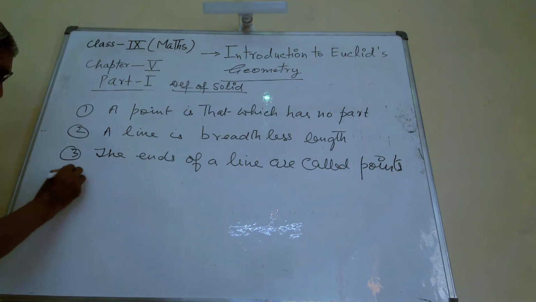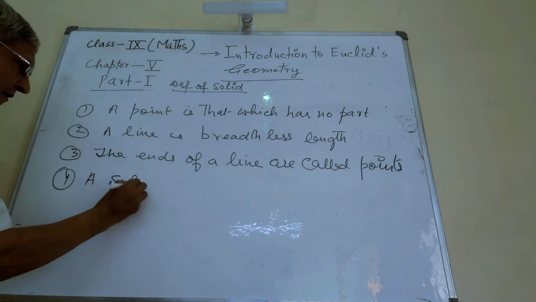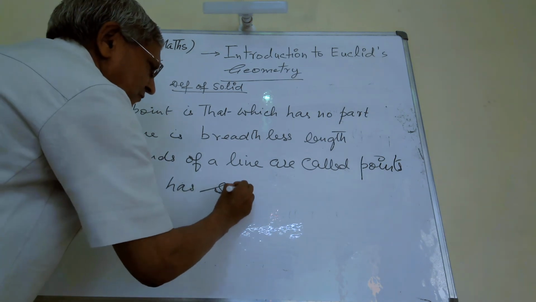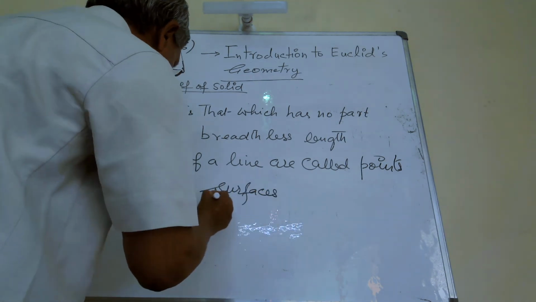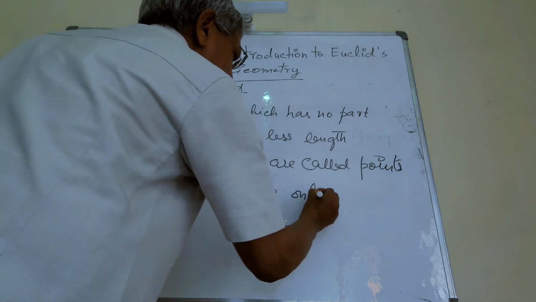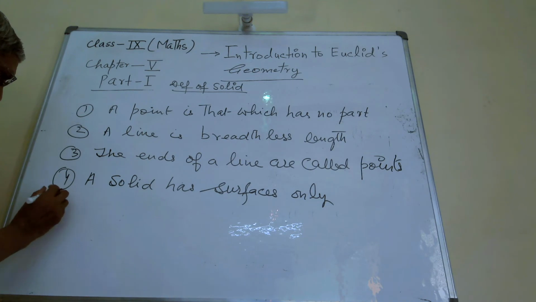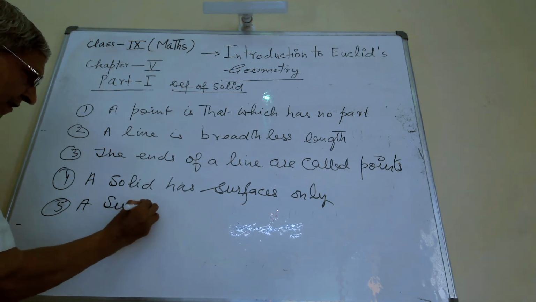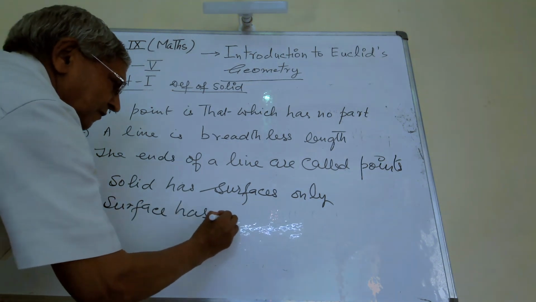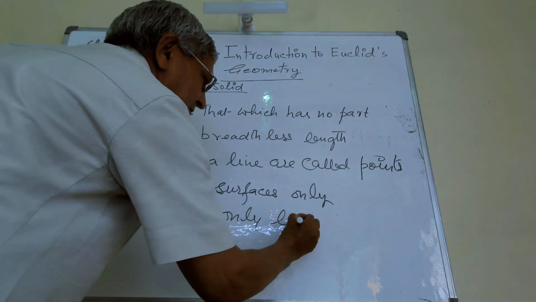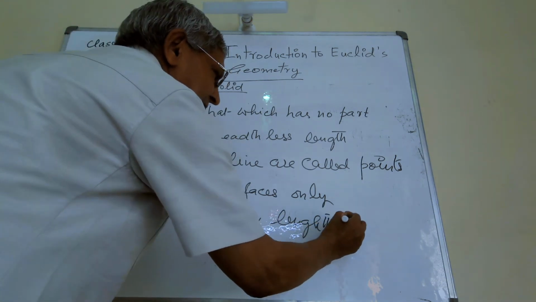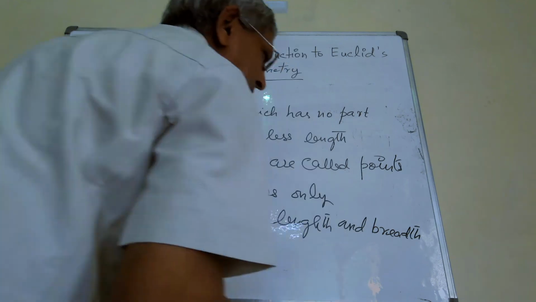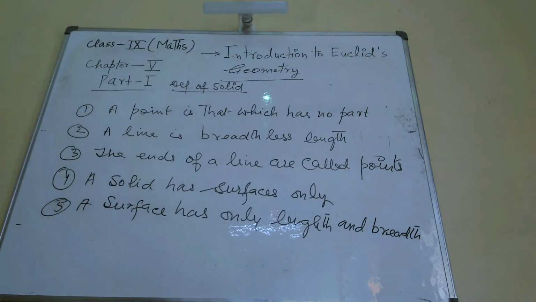Fourth, a solid has surfaces only. Fifth, a surface has only length and breadth. A surface has only length and breadth.